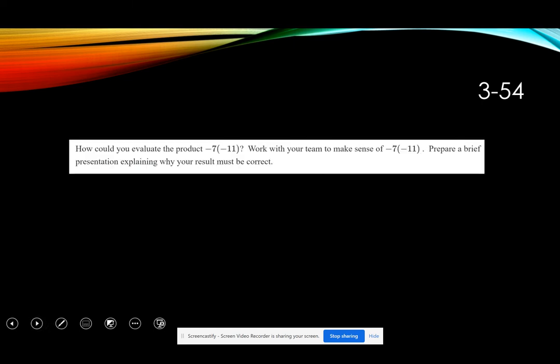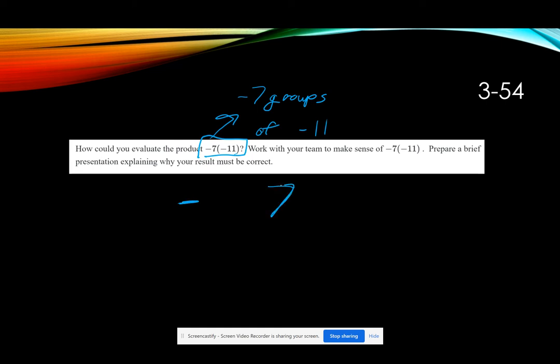All right, now we're looking at 354. How could you evaluate the product -7 multiplied by -11? All right, so let's think about what this is saying here. It's saying -7 groups of -11. And that's kind of tough to think about, -7 groups of -11. So I'm going to actually think about this as a subtraction statement. I'm going to think about it as minus 7 groups of -11.